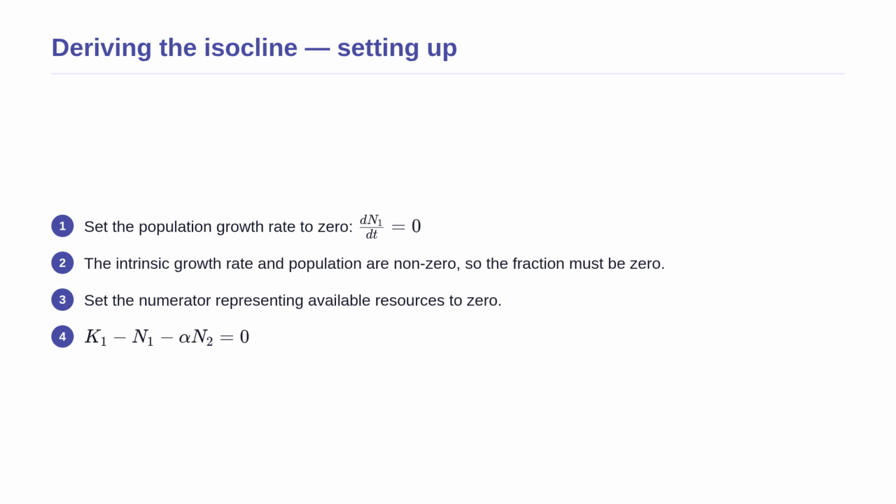Therefore, we can simply set the numerator of that fraction to 0. This gives us the equation K1 minus N1 minus alpha N2 equals 0. This mathematical reasoning establishes that the carrying capacity is completely used up by the combination of both species.